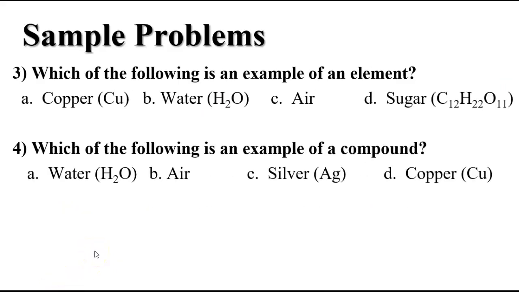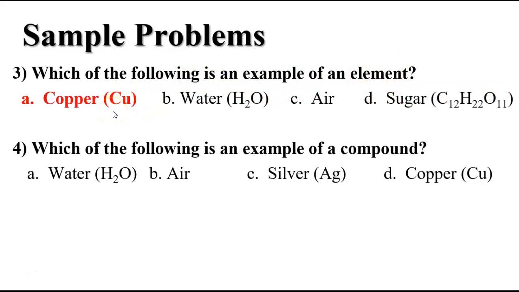Number 3 and 4, which of the following is an example of an element? Okay. Again, your best bet is going to be looking at the chemical symbols or formulas we give you. So example of an element can only have 1 capital letter. It's just the element symbol for copper. With 2 capital letters, this one would be a compound. With nothing in parentheses, this is going to be a mixture. And then D would be a chemical compound as well.